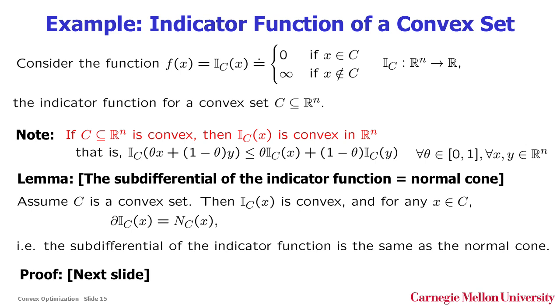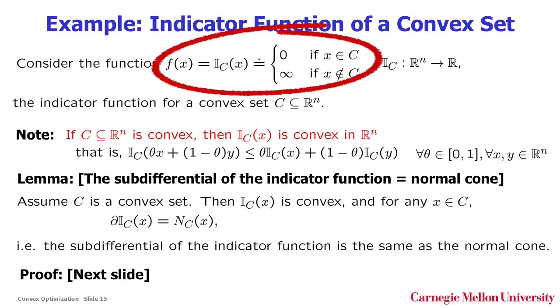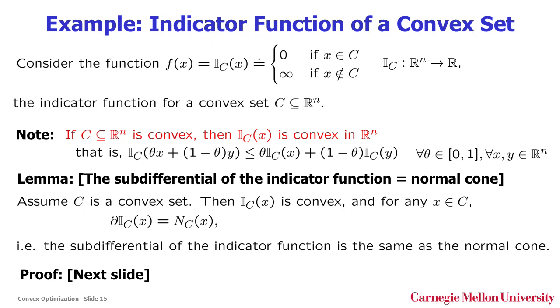Now we are ready to calculate the subdifferential of the indicator function of a convex set. Let C be an n-dimensional convex set, and let f of x denote its indicator function. This indicator function is 0 at a point x, where x is in set C. Otherwise, if x is not in C, then f of x is infinite. It's very easy to see that the indicator function is a convex function when the set C is convex. This simply follows from the definition of convexity.